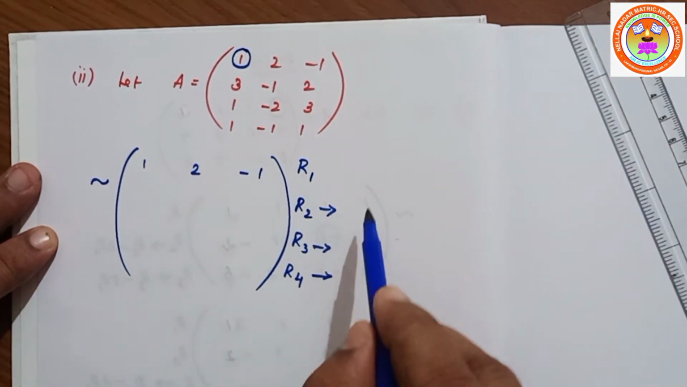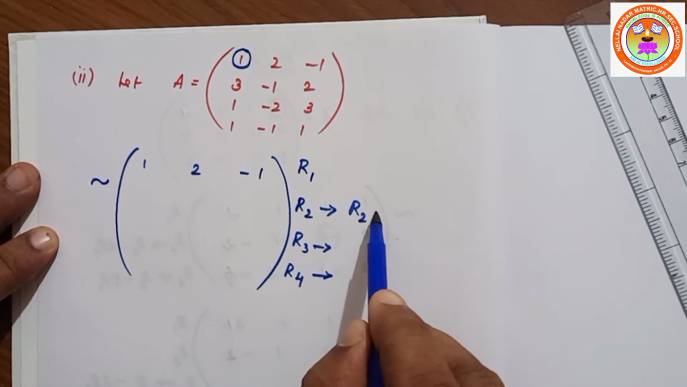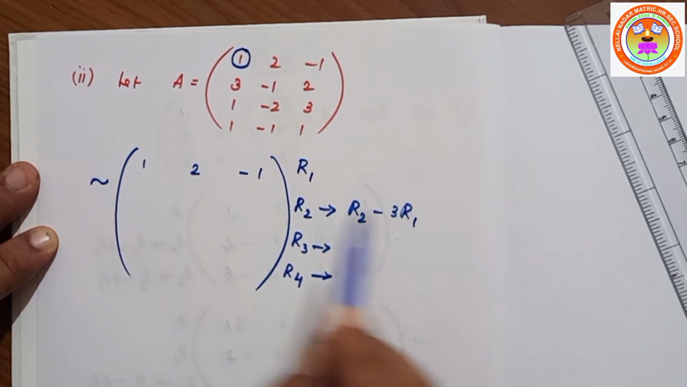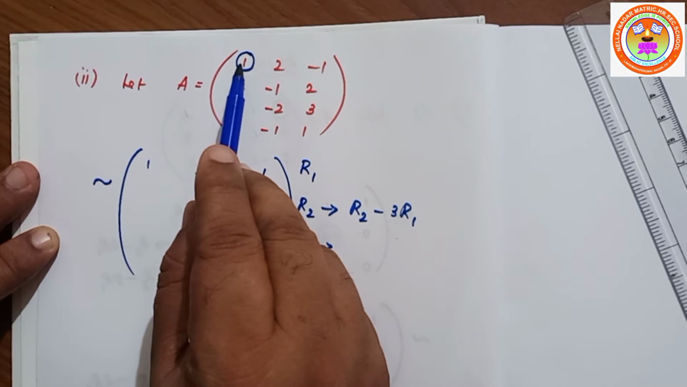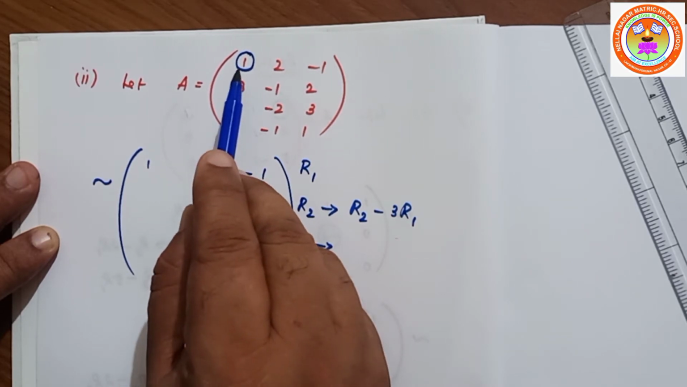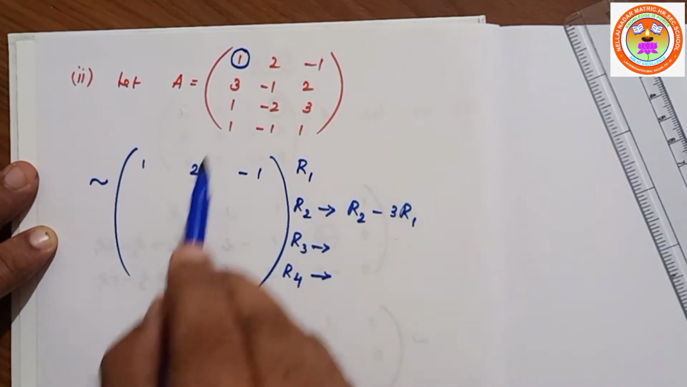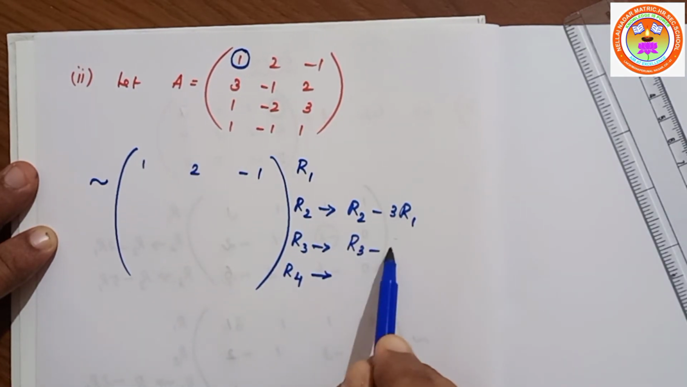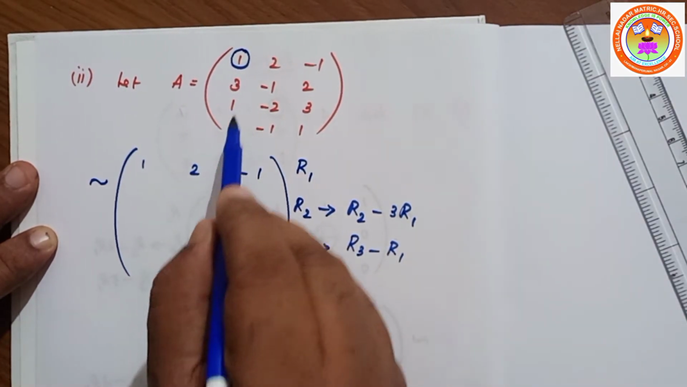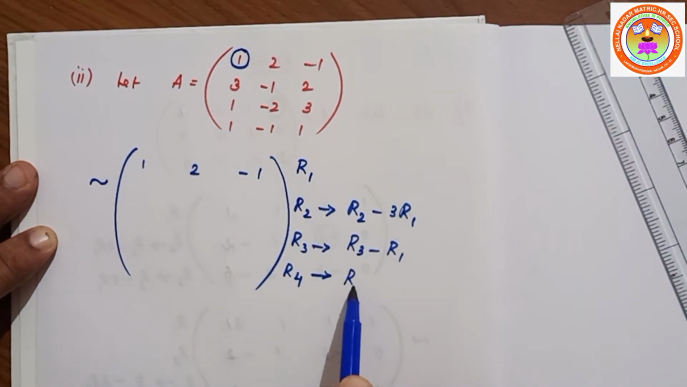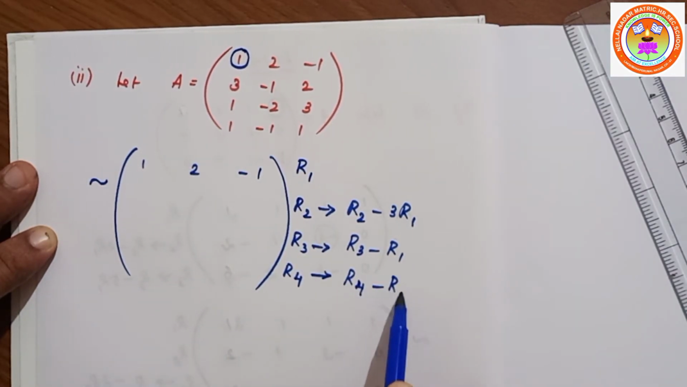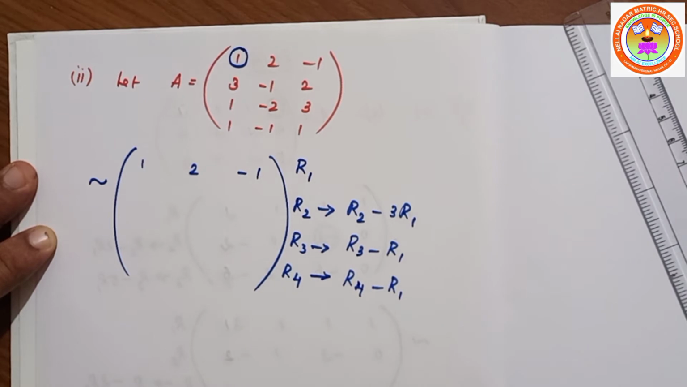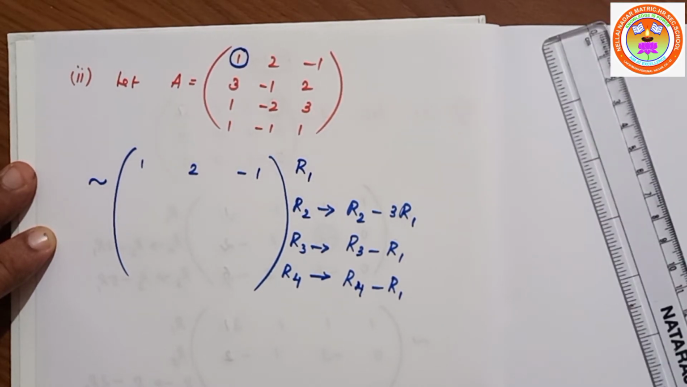So write R2 implies R2 minus 3 R1, because we have plus 3, it has to be minus 3, then only you can get 0. So multiplied by minus 3. Here 1, there also 1. So very simple. R3 implies R3 minus R1. Here 1, there also 1. You just subtract. R4 minus R1. Okay. Now I do it here. I do the calculation. You can understand.